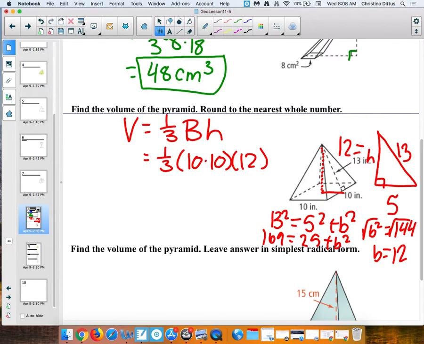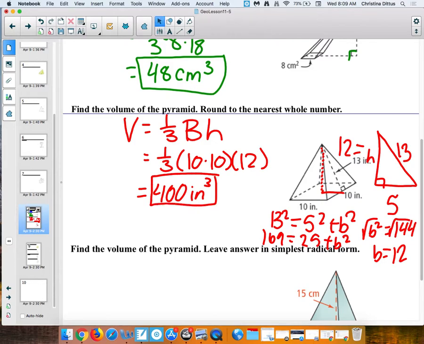Let's do mental math. What's a third of 12? 4. What's 10 times 10? 100 times 4. Yay. 400. And your label? Inches cubed. Good. Questions there?